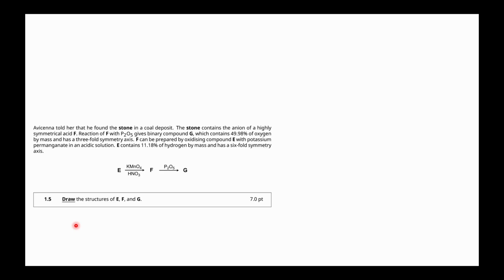So several pieces of information. The stone was found in a coal deposit. I think it's deposit. Yeah. Anyway, coal means carbon. Some form of carbon is present, and the stone contains an anion of a highly symmetrical acid F. So when you're hit with carbon and you're hit with acid, you're going to think about carboxylic acid. So F is going to be a carboxylic acid, and you know it's going to be highly symmetrical. So F then reacts with P2O5, which is an oxidizing reagent, and a strong one at that.